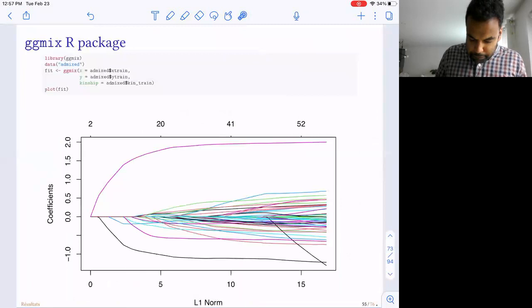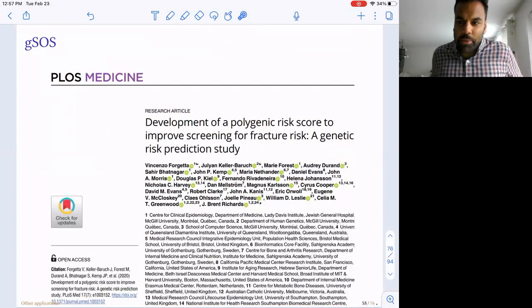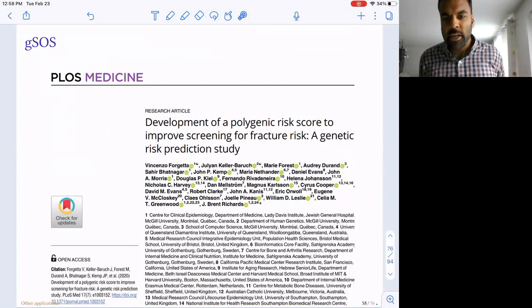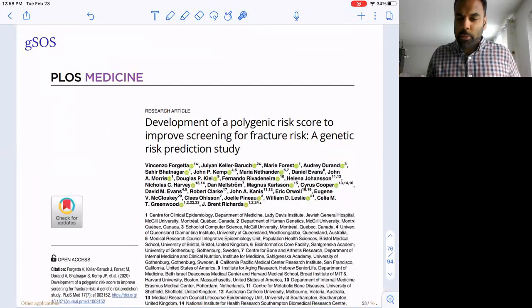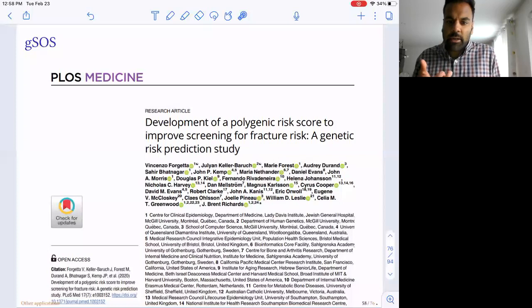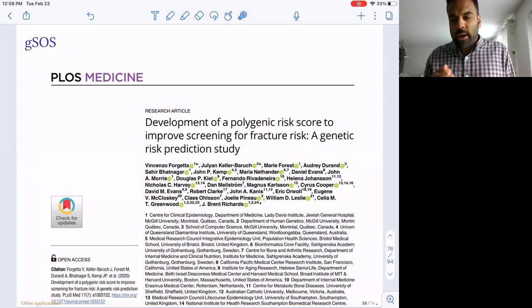I just want to finish off with this application. This was published before the ggmix paper, so at the time we hadn't developed this. It was just an application of the lasso model with a principal component adjustment to predicting bone mineral density. This just shows the applicability of polygenic risk scores.